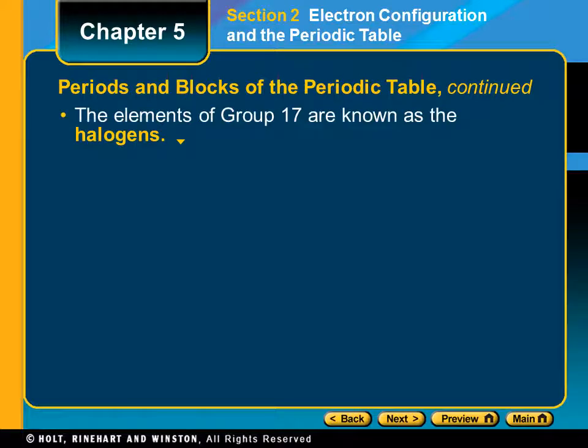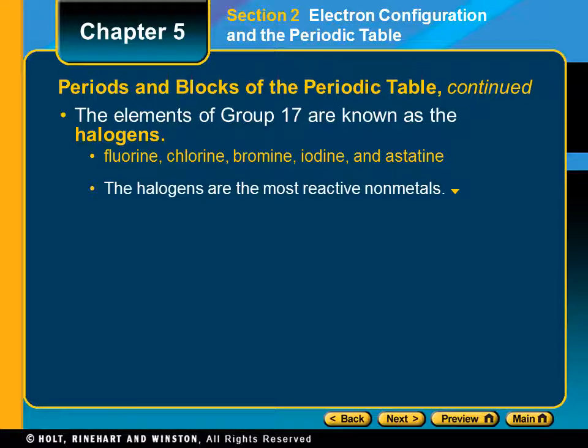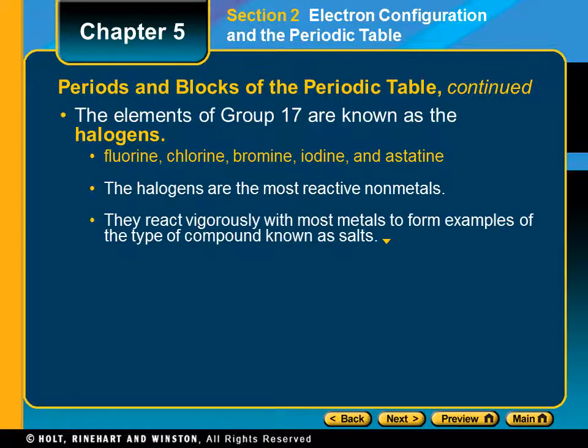Then we get to group 17. These are the halogens. I've mentioned these already. Fluorine, chlorine, bromine, iodine, astatine. Halogens are the most reactive nonmetals. Okay, so that's important. Most reactive, they're all nonmetals, very, very reactive.